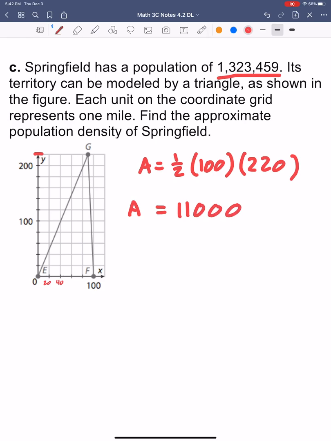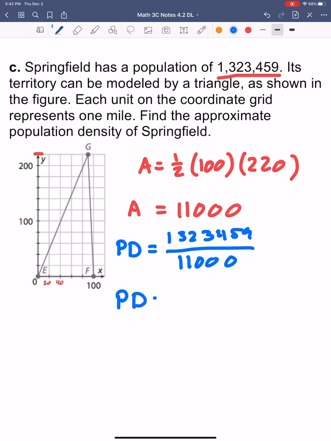And so then we can find the population density, because it's just the population, 1,323,459, divided by the area of that territory, which is a triangle, so that's 11,000. And we're going to end up with a population density, we'll round it again because we're dealing with people, of approximately 120 people per square mile.